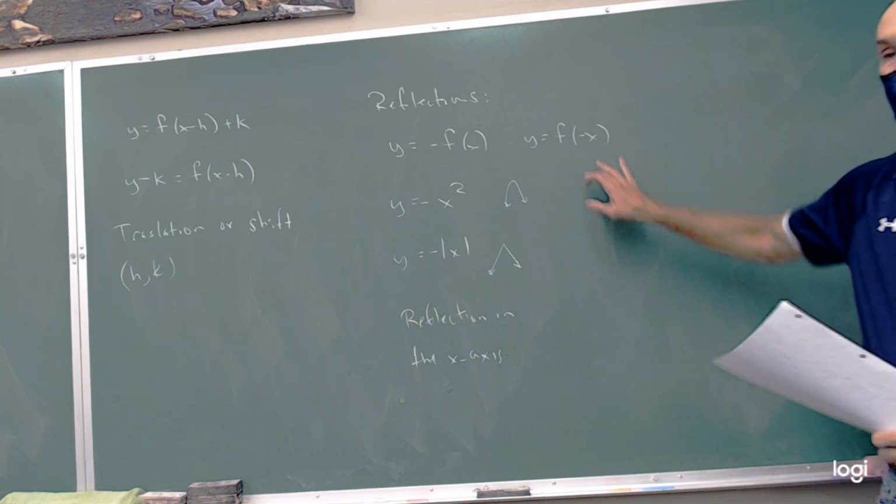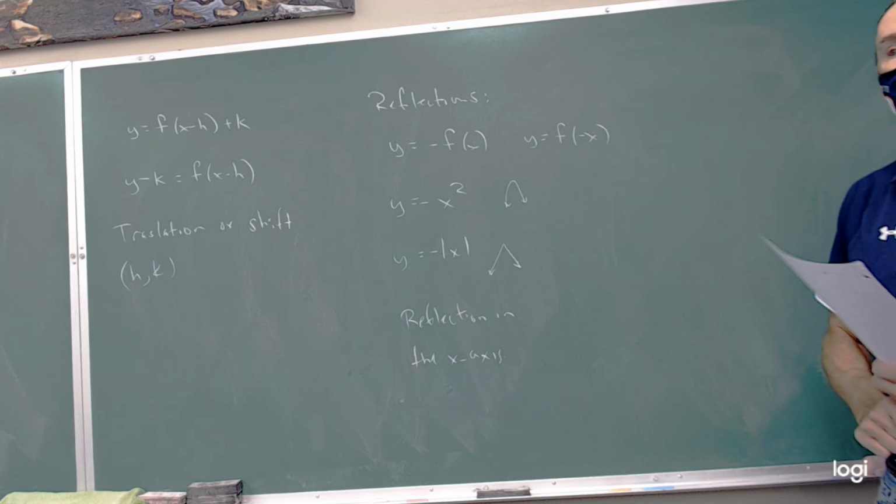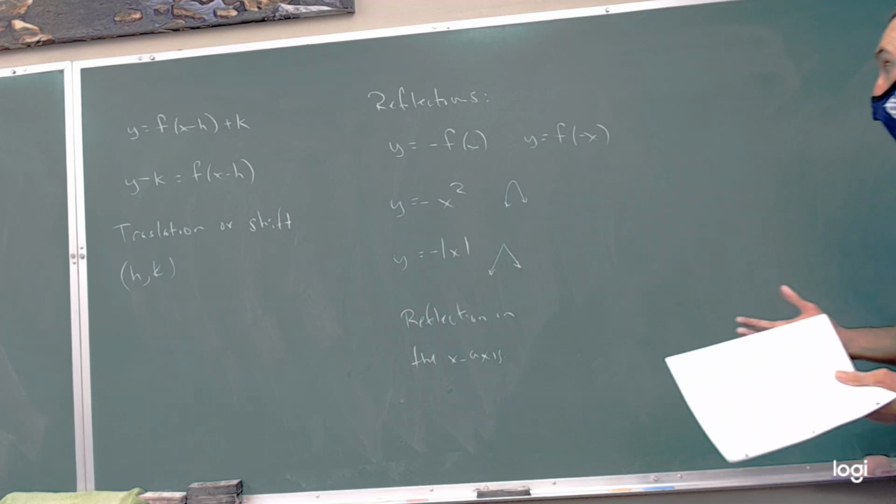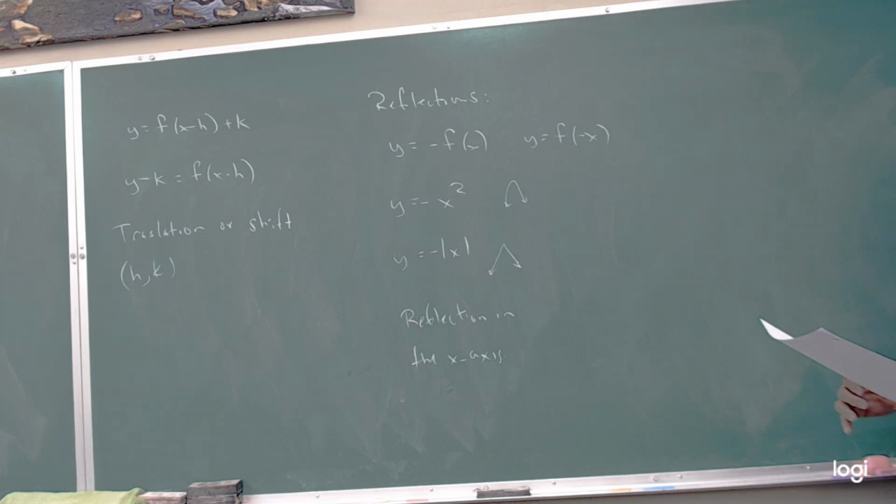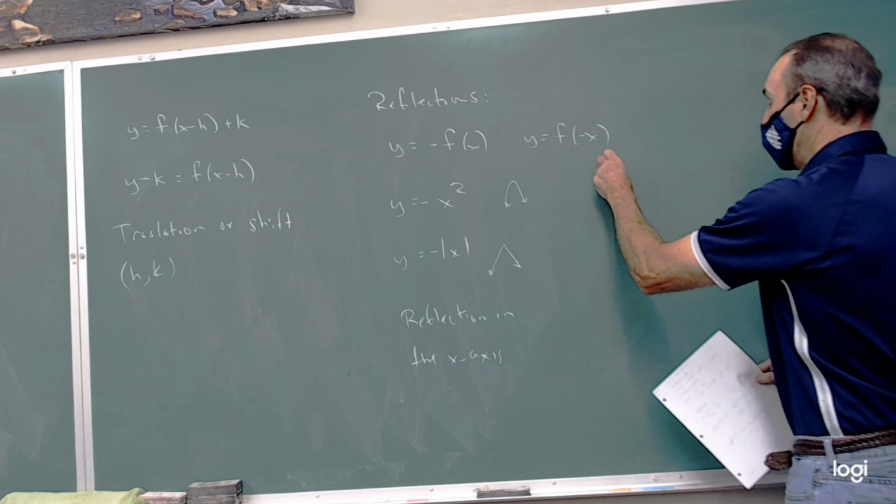Now, it's a little harder to show this. We don't have as many functions that can really clearly show the f of negative x, because that's going to be a reflection in the y.